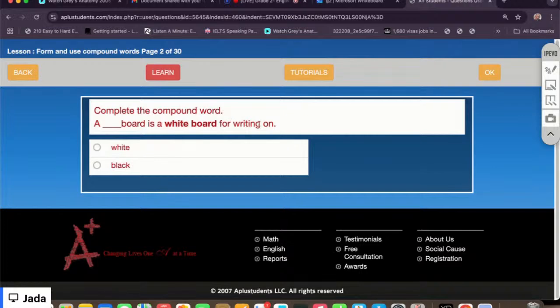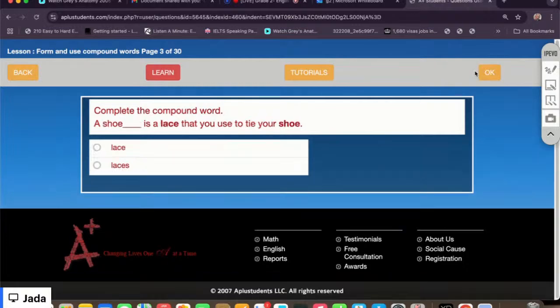A dash board is a whiteboard for writing on. So we have to complete the compound word here. So, is it a blackboard or a whiteboard? Which one is the right answer here? Oh, we will go with the whiteboard. So a whiteboard is a board for writing on.